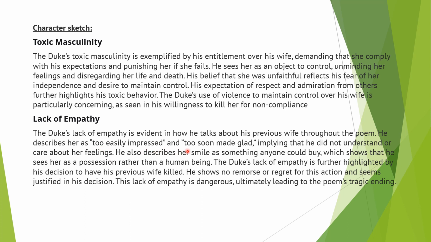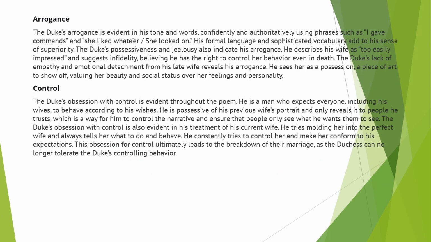"Too easily impressed and too soon made glad" is not digestible to him. He doesn't like it. So this can be the nature of any person, but he did not like it. He also describes a smile as something anyone could buy. So this is again a symbol of arrogance. Okay, lack of empathy you can write. Then arrogance. What are the examples of arrogance you can write here? That he doesn't value her beauty and social status over his feelings and personality.